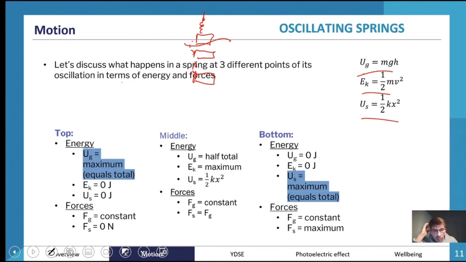In the middle, what's happening? In the middle, the spring has reached maximum kinetic energy because it has reached maximum velocity. During this process, though, it has lost half of its gravitational potential energy and it has gained half of its elastic potential energy.